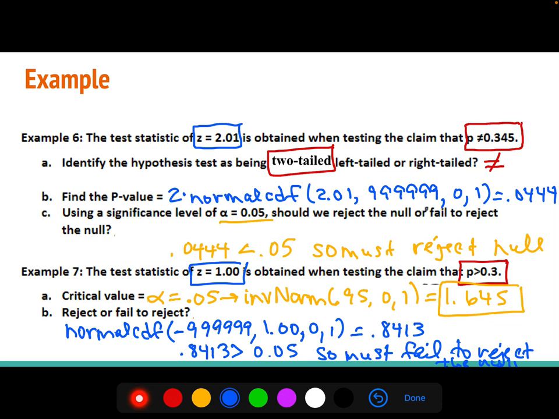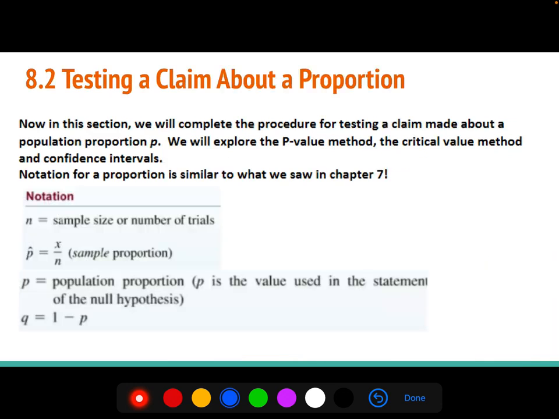All right, so all we've done is find our claim, turn it into our null and alternative hypothesis, and then determine whether it's going to be a left, right, or two-tailed test, found p-values, and figured out how we do rejecting or failing to reject the null. Now, that's not all we have to do, but that's what we're getting at. So now we're going to talk about testing a claim about a proportion. This one is similar to what we saw before.